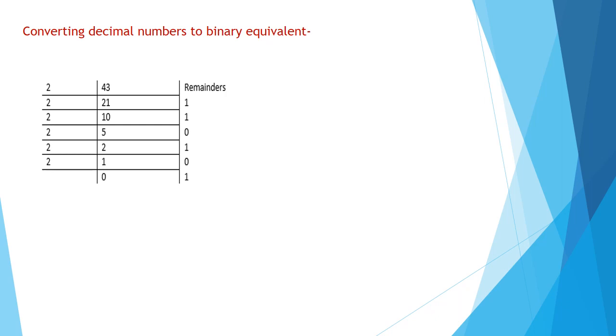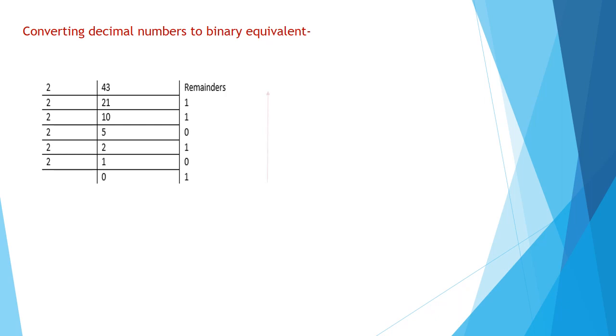43 divided by 2 will give you 21 and the remainder 1. Then again, when you divide this 21 by 2, you get 10 and the remainder again 1. Then similarly 5 and remainder 0, then 2 and remainder 1, then 1 and remainder 0, and lastly we can write 2 into 0 is equal to 0 and remainder is equal to 1. So we will get the list of the remainders here.